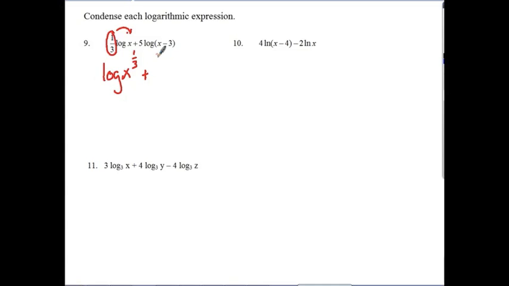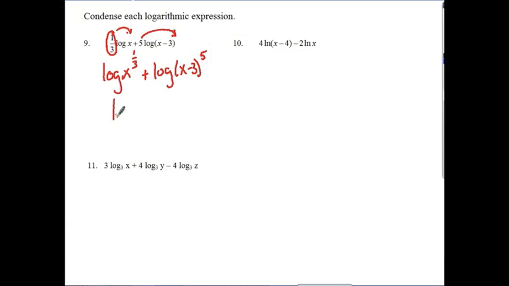Let's keep the plus there. I'm going to do the 5 the same way. The 5 is going to be the exponent of all that parentheses there. So it'll be log of (x minus 3) to the 5th power. Okay, and now if we're looking back at the product or quotient, we have a plus here, so we know that we can really multiply those guys together.